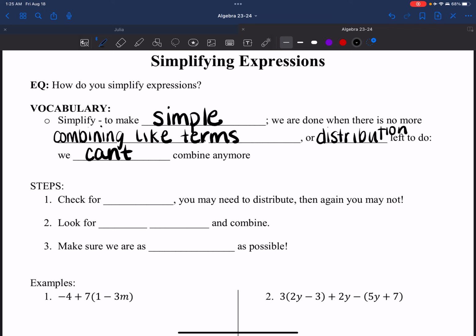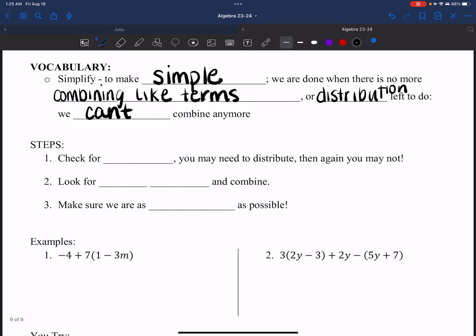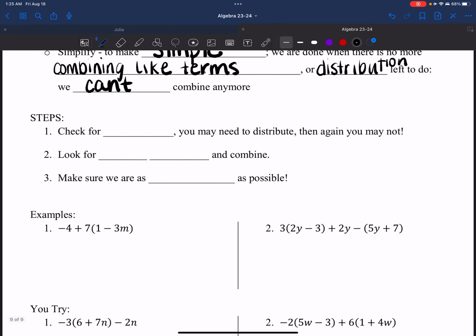Okay, some simple steps for this that you can follow. Okay, step number 1, you want to check for parentheses. Okay, you want to check for parentheses and make sure that you don't need to distribute. If you do have parentheses, then you need to distribute. Then again, you may not have parentheses. If you don't have parentheses, then no need to distribute. Skip that step. For the most part, though, at least with problems I give you to practice, you're going to need to distribute. So distribute first. Okay, get rid of your parentheses. Remember your order of operations.